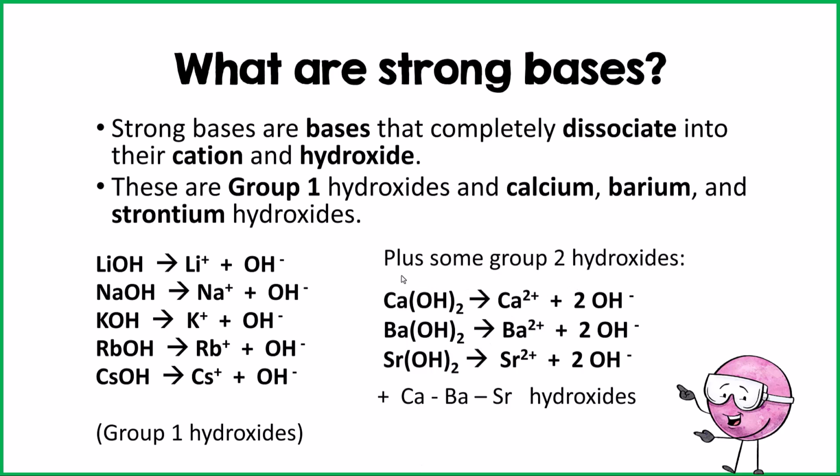And then, as I mentioned, some of the group 2 hydroxides are also considered strong bases: calcium hydroxide, barium hydroxide, and strontium hydroxide. So I don't have a catchy way to remember this. Just remember that your group 1 hydroxides and then these 3 are your strong bases.